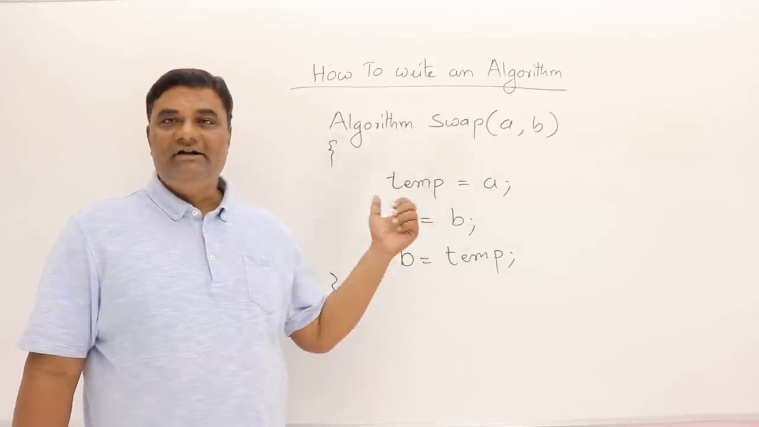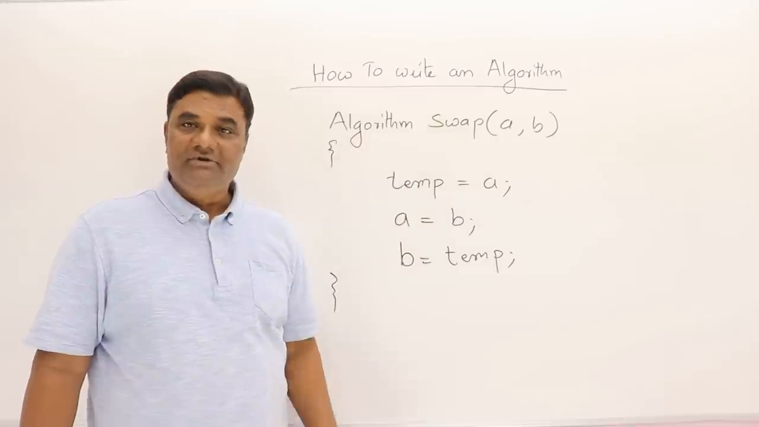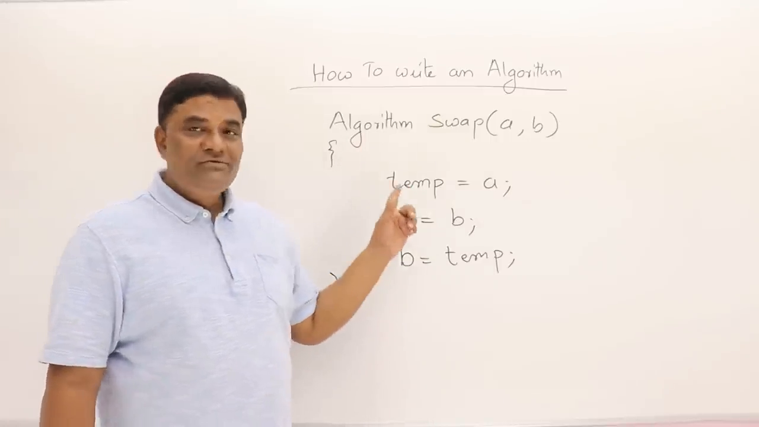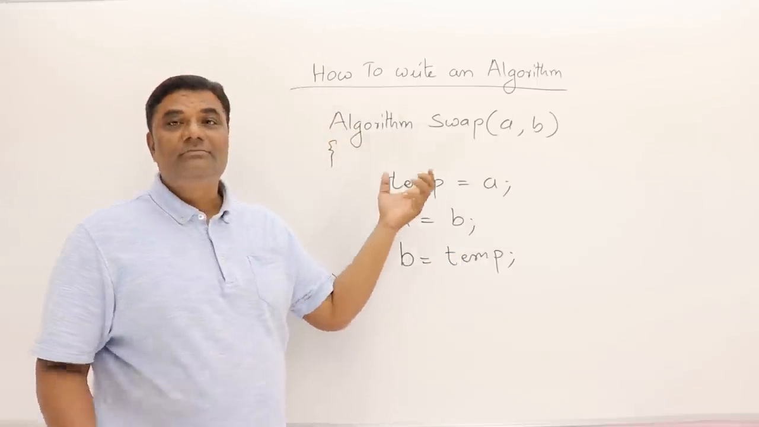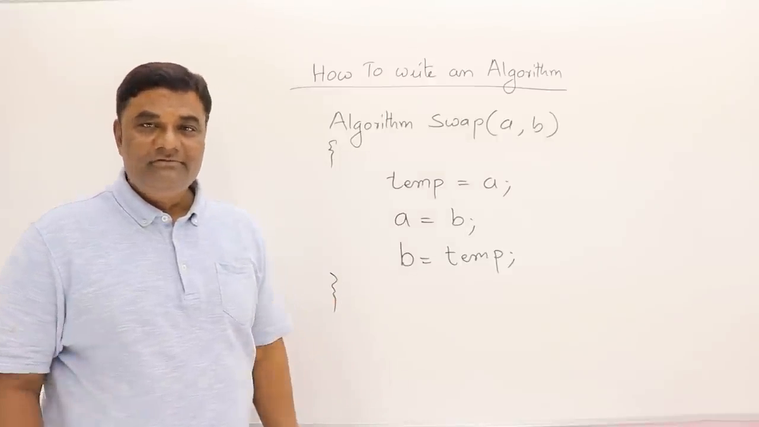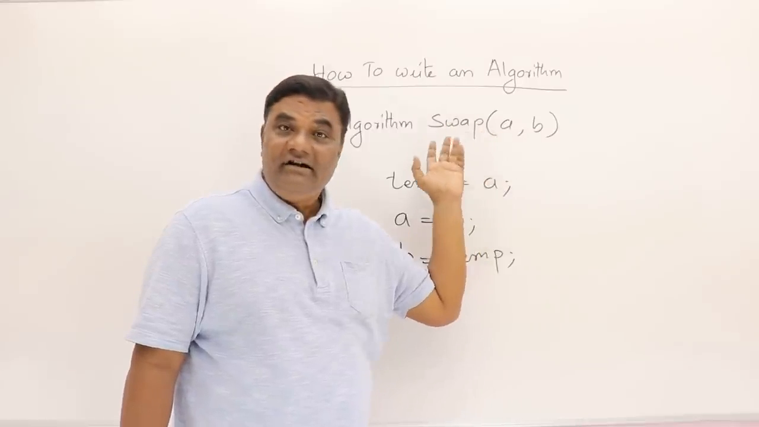Next, let us see how to write an algorithm. Here I have already written one algorithm for swapping two numbers or two elements. I have used C language-like syntax only. The only thing I have done is write "algorithm" to show that I'm writing an algorithm. It's not a program.